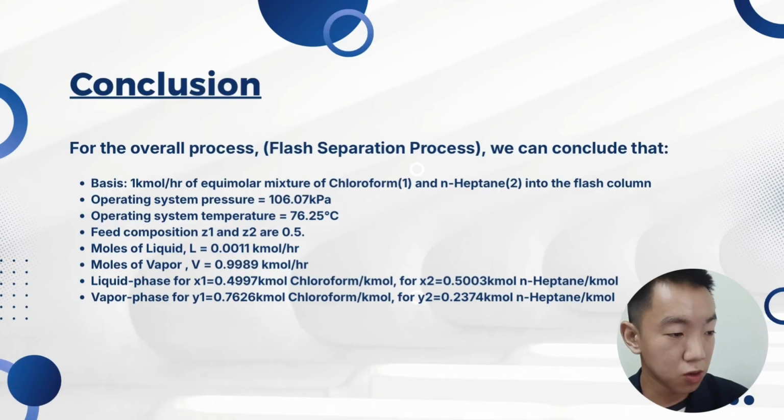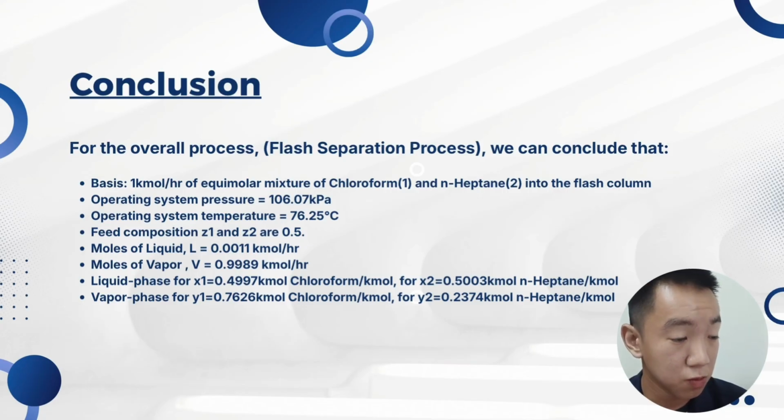Okay, moving on to the conclusion. For the overall process, which is the flash separation process, we can conclude that we assume our basis is 1 kmol per hour of equimolar mixture of chloroform and n-Heptane into the flash column. The operating system pressure is 106.07 kilopascal and operating system temperature is 76.25 degrees C. Initial feed compositions Z1 and Z2 are 0.5.